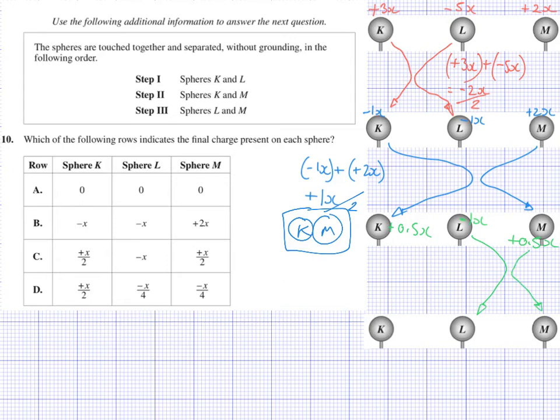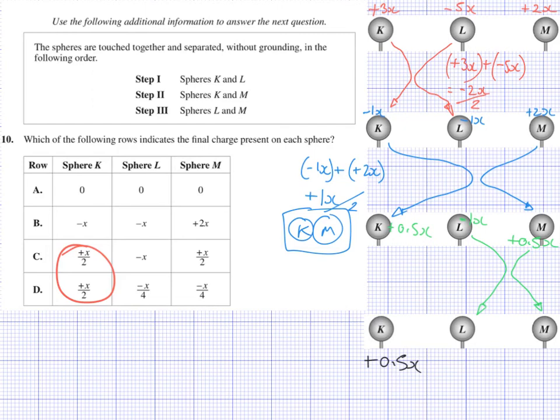Nice and easy now for my K. I now know the value of my K charge. This is going to be a positive 0.5x. So already I don't even need to do the rest of my calculation. I can see already that my charge on sphere K is going to be a positive x divided by 2, because that's what 0.5 means. So I already know I can start to zoom in on my answer. I already know that it's going to be either C or D. But let's keep going.